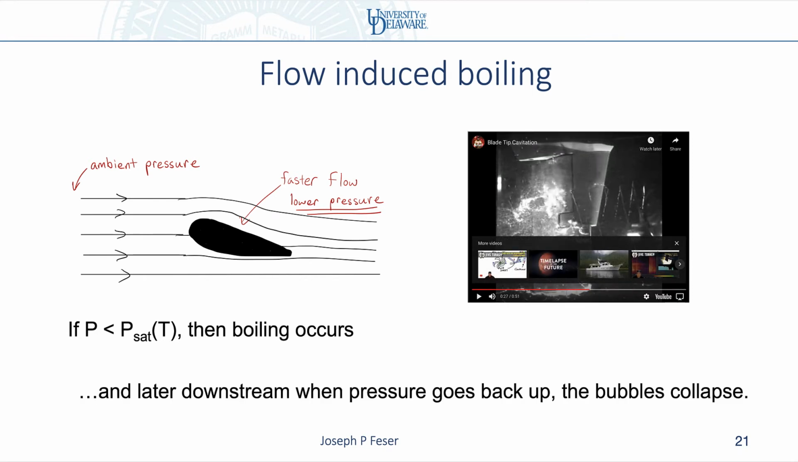The interesting thing about that is that later, when the flow gets farther away from those tips, the pressure will go back up to ambient, but the bubbles will still exist. That means that those bubbles will have to collapse. It's kind of like the opposite of boiling. It's sort of like condensation, but it's condensing back into the liquid rather than on an object. So that vapor will go back into being a liquid, and that means that the bubbles collapse.